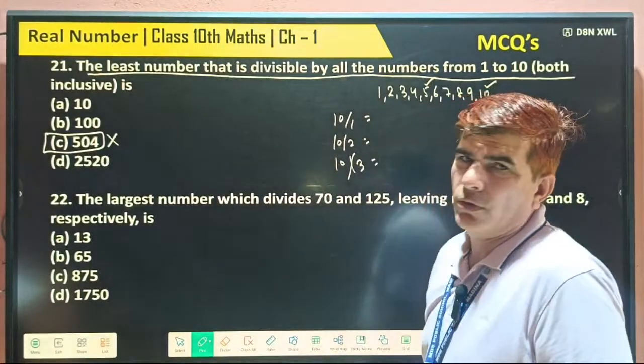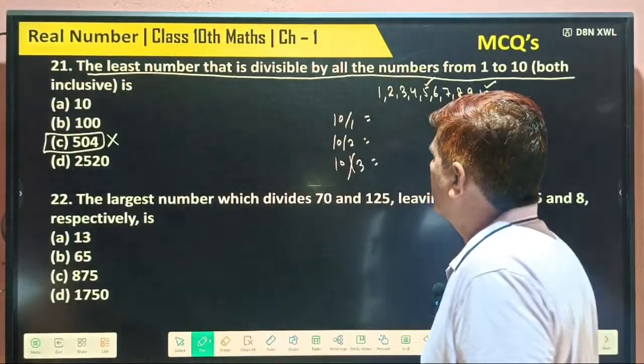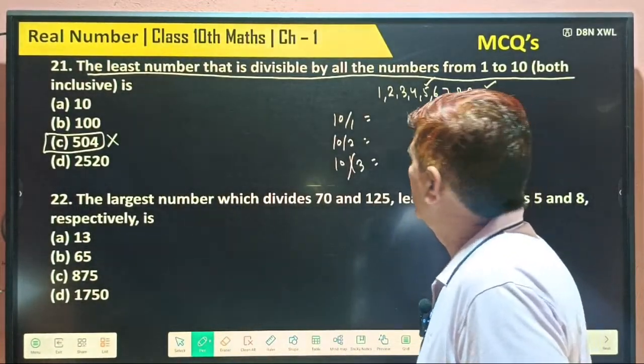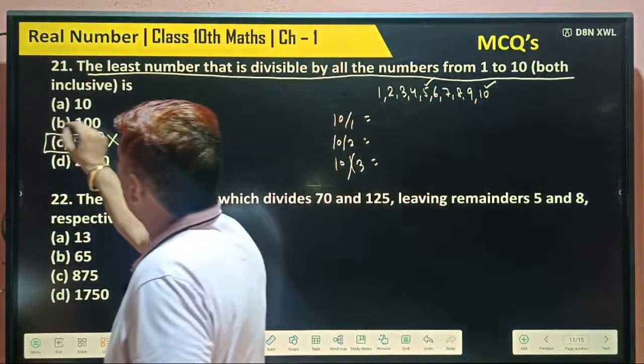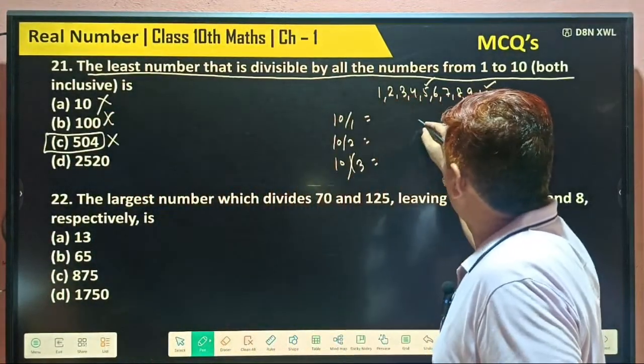What's the rule for divisibility by 3? The sum of all digits: if the sum is divisible by 3, then that number is also divisible by 3. 100 is the same, not divisible. So this also not, this also not. So what's your answer?